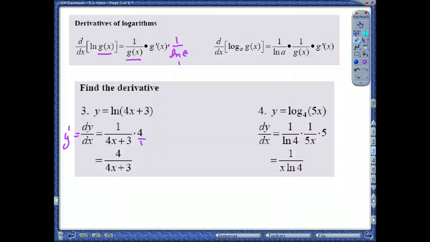So looking at our example 4, we have y equals log base 4 of 5x. We start the party off with 1 over the natural log of the base we do have, which is 4, times 1 over what we're taking the log of, times the derivative of what we're taking the log of. We have our 5's, those canceled. We do want to make sure that we simplify this as much as we possibly can.